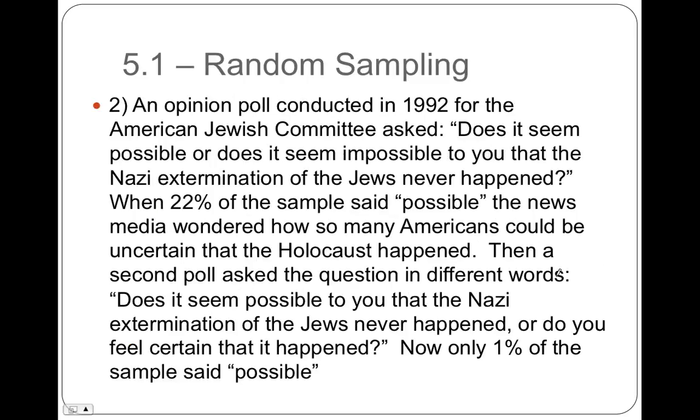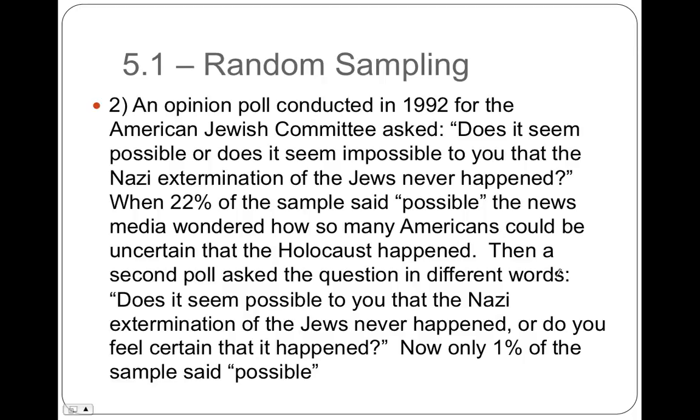Here's another example. An opinion poll conducted in 1992 for the American Jewish Committee asked, does it seem possible or does it seem impossible to you that the Nazi extermination of the Jews never happened? When 22% of the sample said possible, the news media wondered how so many Americans could be uncertain that the Holocaust happened. 22% is pretty high.